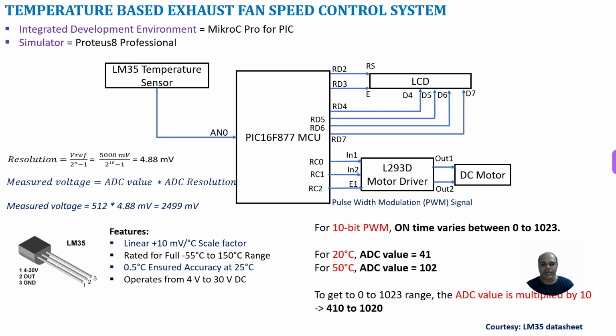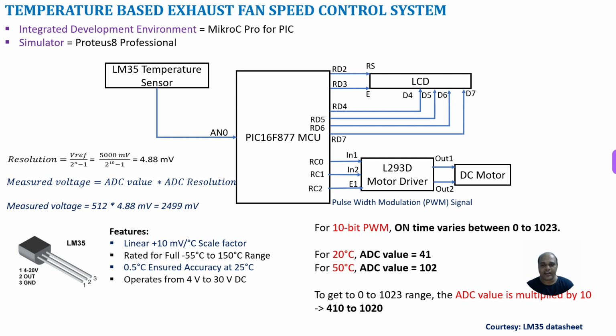Pulse width modulation is nothing but generating a square wave with different duty cycle. Duty cycle is nothing but T on divided by total time period of the square wave. So how long the on time of a pulse will be in the total time period of a square wave determines the speed of a DC motor.